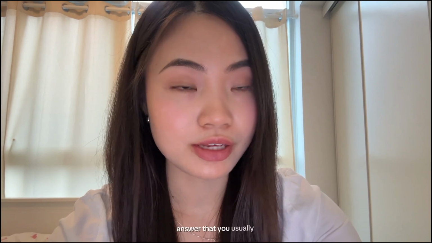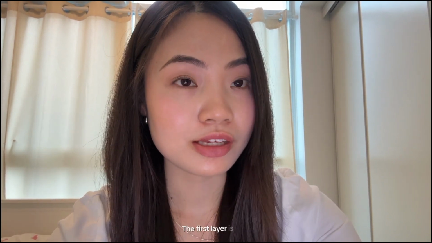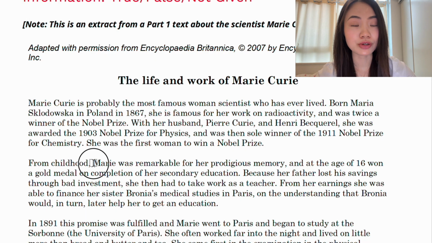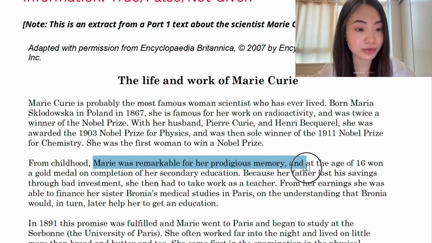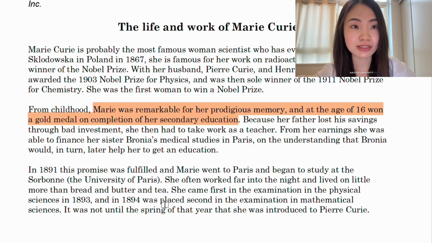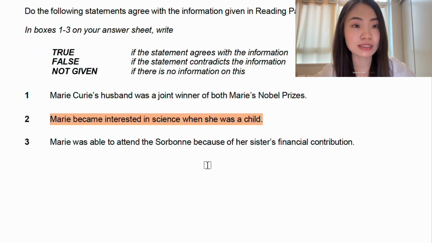So I would say there are three types of not given answer that you usually have to pay attention to. The first type is that the information is completely missing. This is the easiest one. The second one is that a detail is missing, for example, the course is popular among teenagers. And the most complicated ones are the ones where you kind of expect the information to be there, but it's not. In this example, they were talking about how Marie Curie was remarkable for her prodigious memory and won a gold medal and this and that, but the statement says that she was really interested in science, so you cannot prove it.